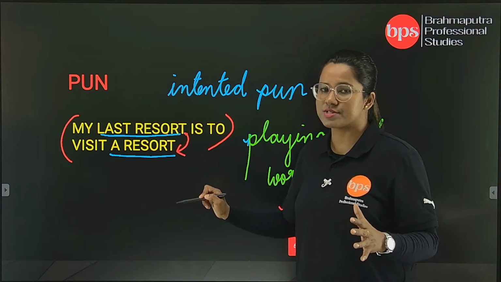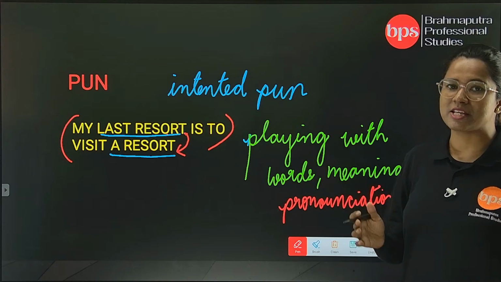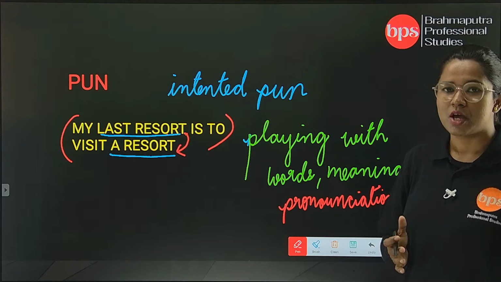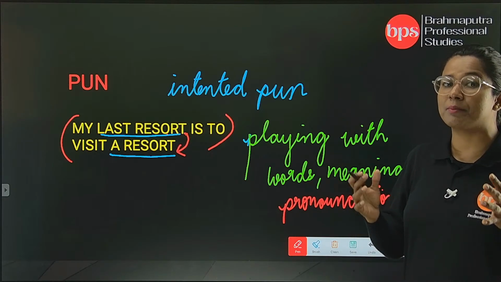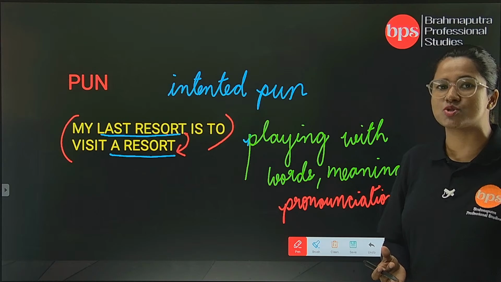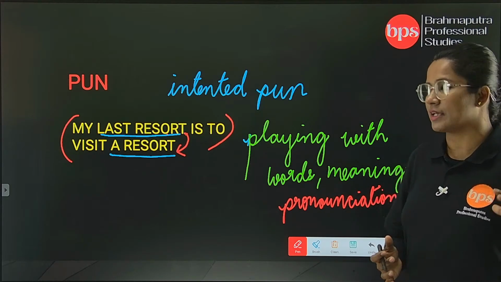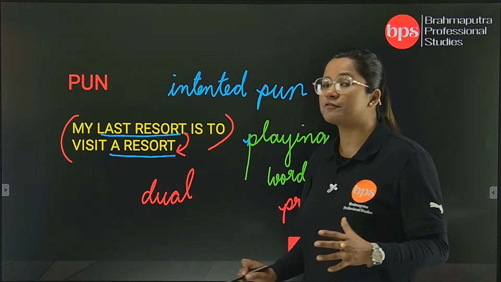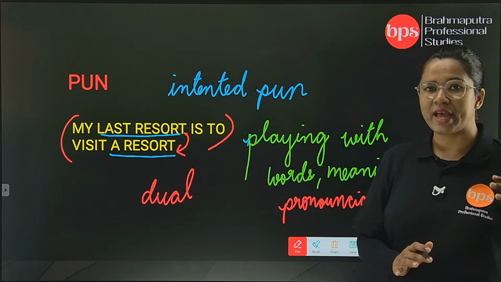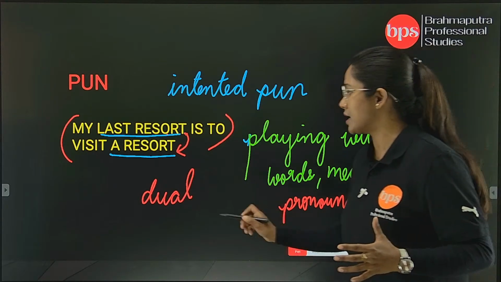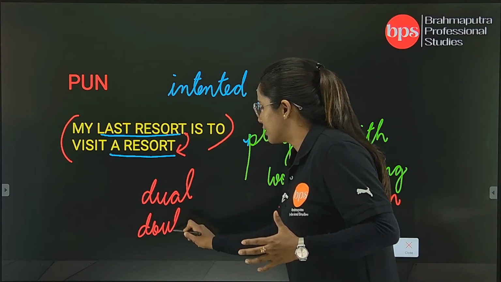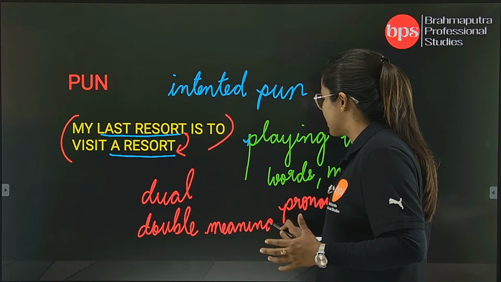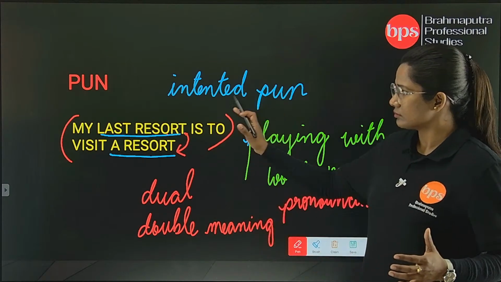The two resorts: one is a resort, a place for amusement, and the other resort is the last hope. So when we play with the meaning of the words in the same sentence, we are playing a dual meaning. We can also say double meaning. In simple language, the double meaning thing is actually pun.